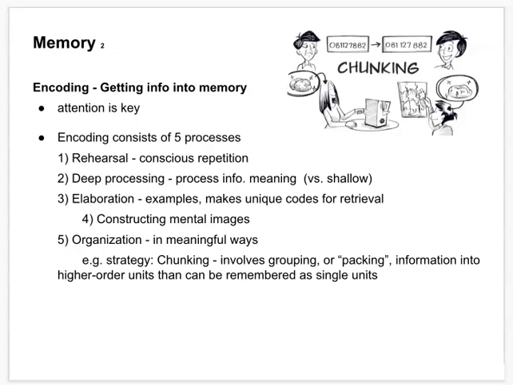Obviously, deep takes much longer to do, but it's also going to give you the best encoding, and you're going to retain that information over a longer period of time. Elaboration means making examples, making unique codes for things. Thinking of examples, thinking of stories, just making the concept or the theory bigger and bigger in your head, with lots of examples or visual images or sounds, anything around it, in order to help you remember that.